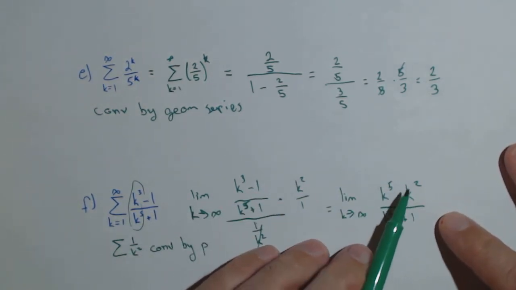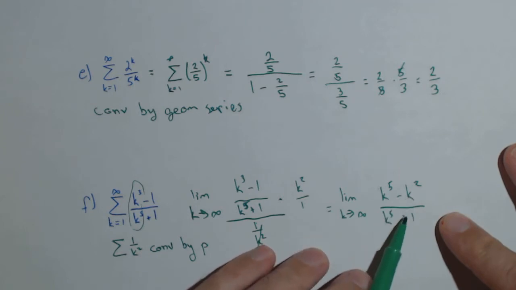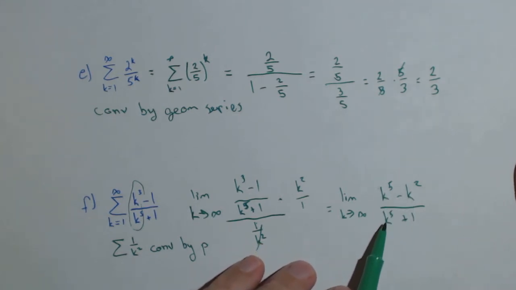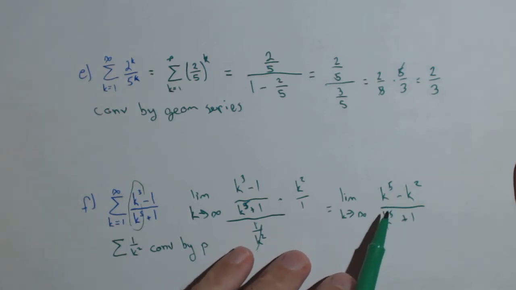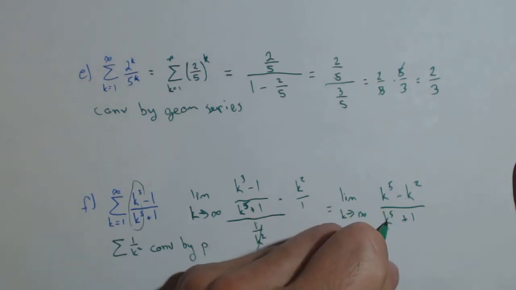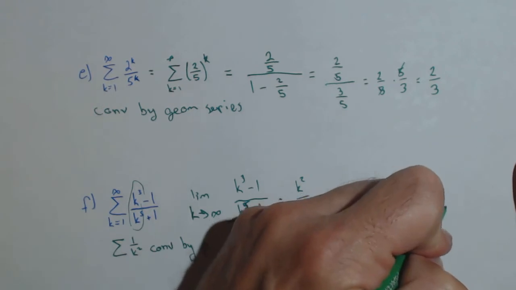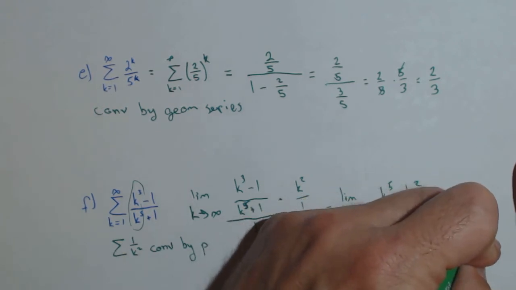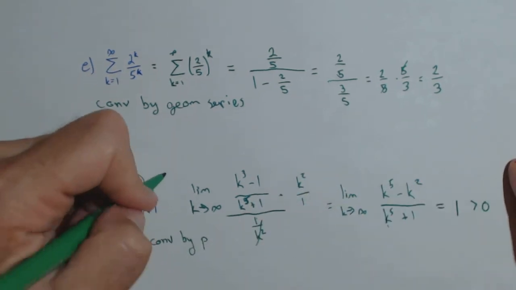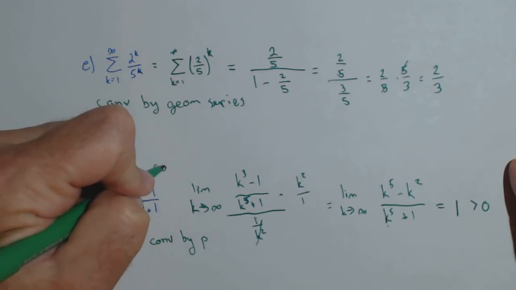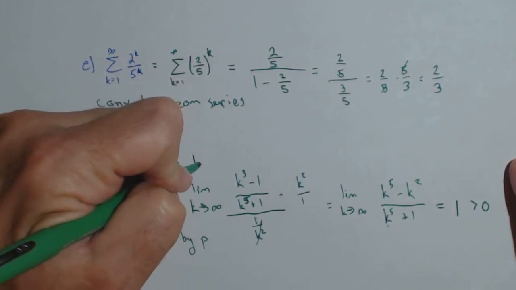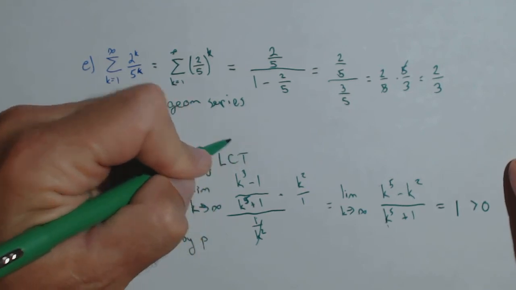We could use L'Hopital's 3 times to get rid of these terms, and we'll see that it'll cancel. But from what we know of rational functions, this rational expression has a horizontal asymptote if we were to graph it. So we know that this limit is going to equal 1, which is a non-zero finite number. So our original series is convergent by the limit comparison test.